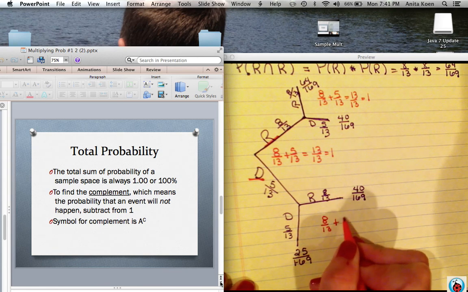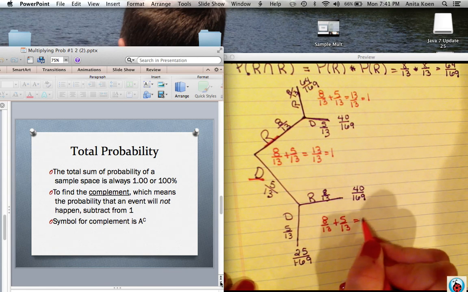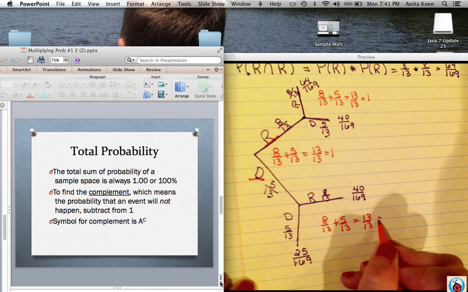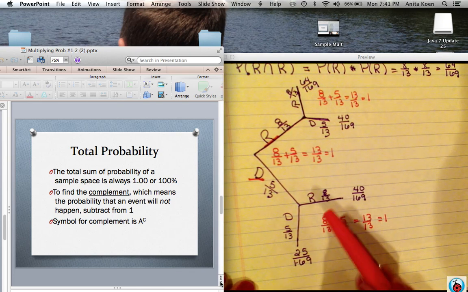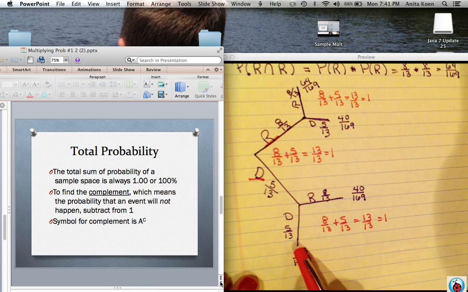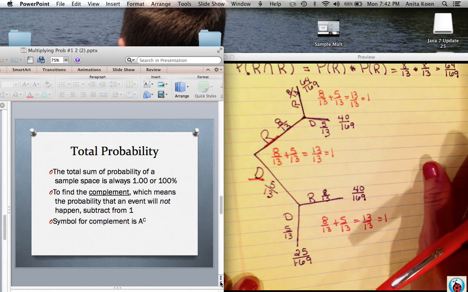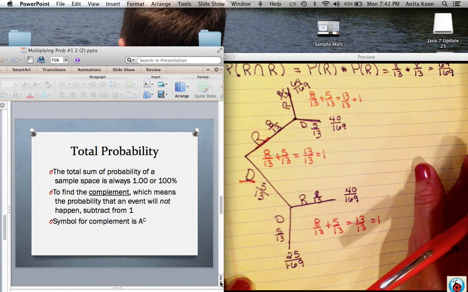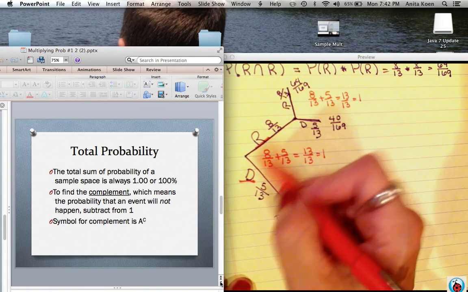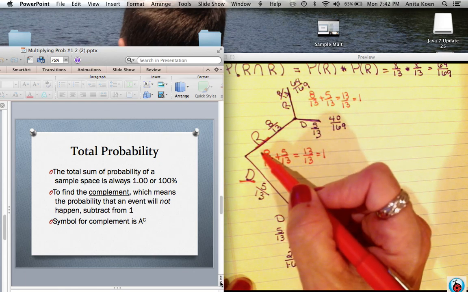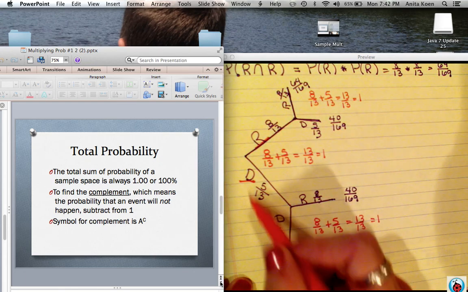8/13 plus 5/13 would give me 13/13, or 1, because this is the sample space for the second person choosing a regular or a diet. Now, if we want to look at the sample space of both simple events occurring, the sample space of the compound event is this whole tree diagram.